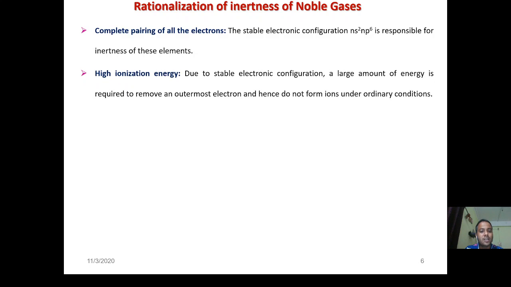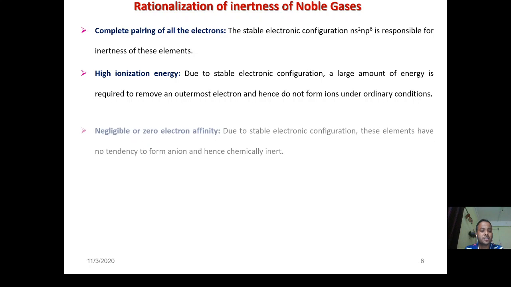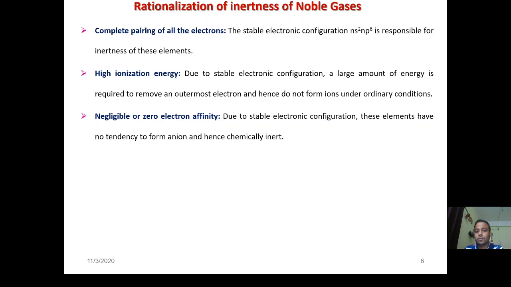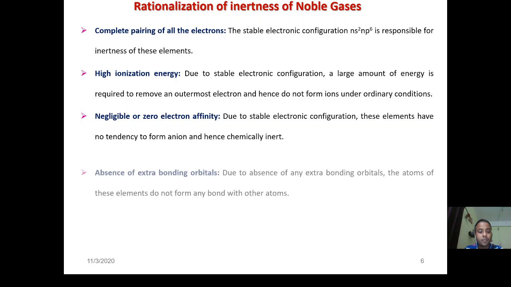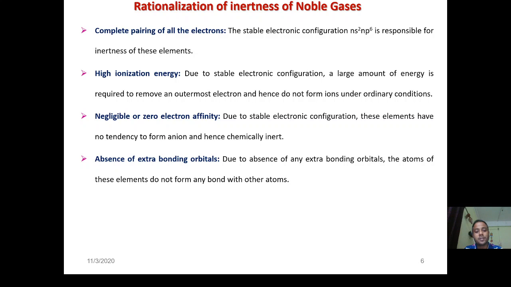Then very high ionization energy: due to stable electronic configuration, a large amount of energy is required to remove an outermost electron, and hence they do not form ions very easily or under ordinary conditions. Then zero electron affinity due to the stable electronic configuration. These elements have no tendency to form anions or to receive electrons, and hence they are chemically inert. Absence of extra bonding orbitals: due to the absence of any extra bonding orbital, the atoms of these elements do not form any bonds with other atoms.